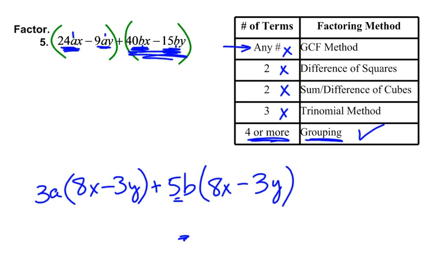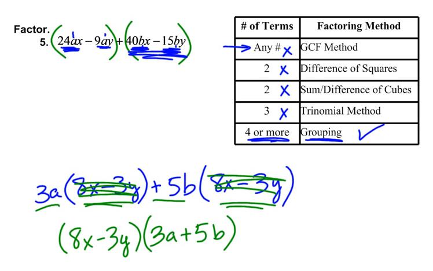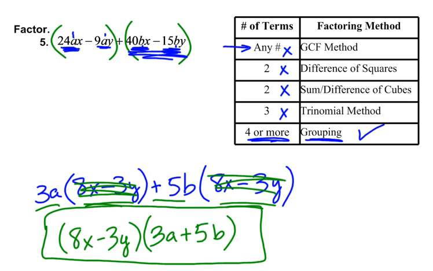Now, you might already see, after having some experience with the trinomial method, what we can do next. We have an 8x minus 3y there on both terms, so we're going to remove that. We'll say 8x minus 3y, and when I remove that out of the problem, I'm just going to scratch it out here for you. You don't have to scratch it, but I just want you to see what we're doing. We're pulling that out of the problem, and that leaves me with 3a plus 5b, which is my next factor. So my final answer for this problem is 8x minus 3y times 3a plus 5b.